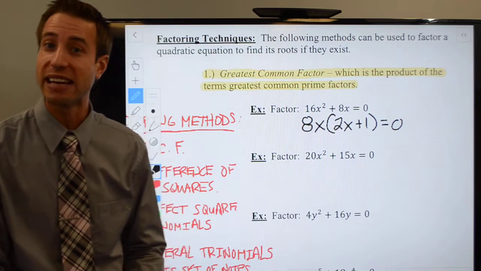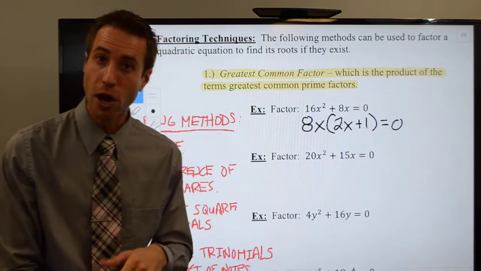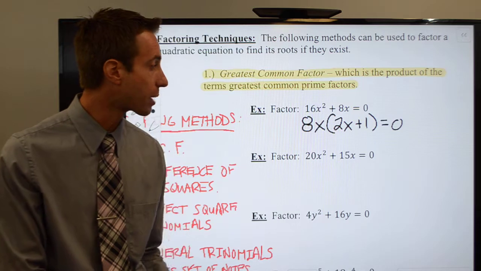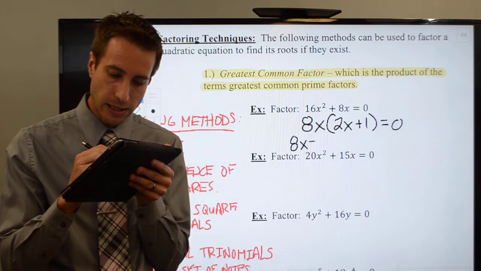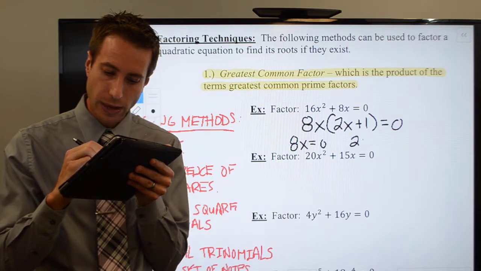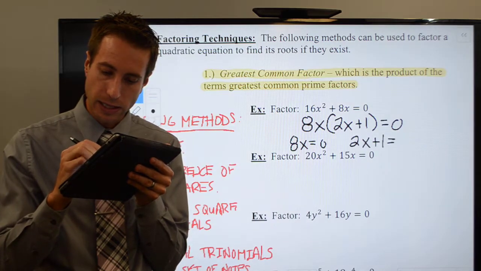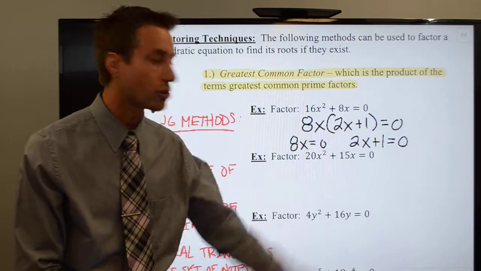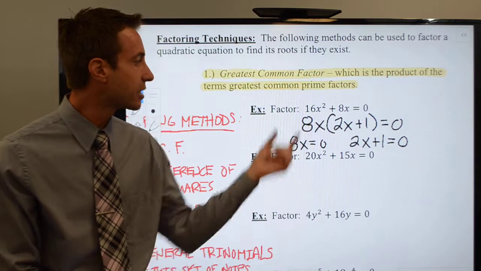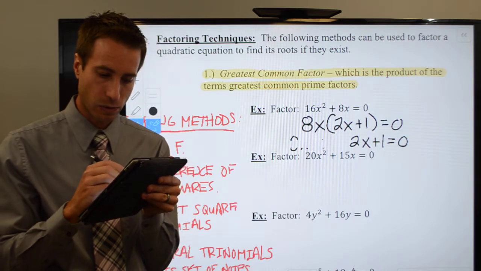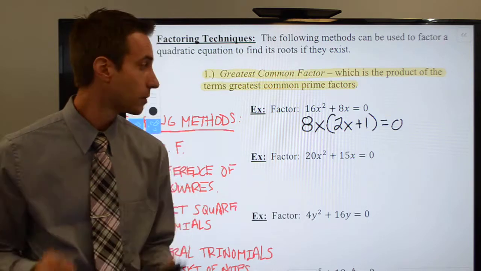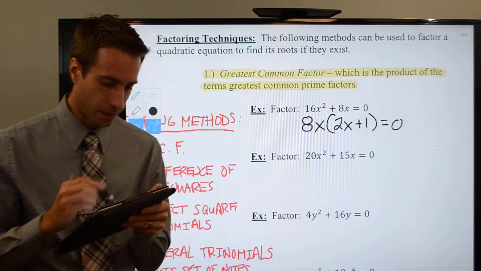At this point, if I asked you to solve, you would simply use the zero product property to do 8x is equal to 0, and 2x plus 1 is equal to 0, and you would solve both of those. But I didn't ask you to solve, I asked you to factor, so we're going to stop right there. All right, let's go ahead and try another one.